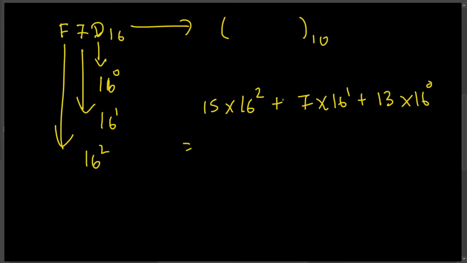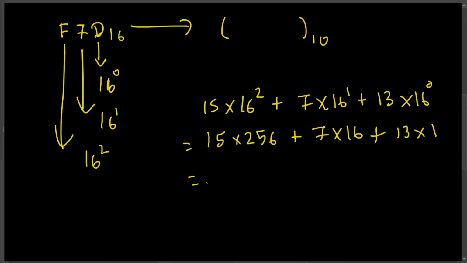So here 16 square is 256, so 15 times 256, and then 16 power 1 is 16, so 7 times 16, and then 16 power 0 is 1, so this is going to be 13 times 1, and if you multiply and calculate this one, you're going to get 3965 base 10, and that's our final answer for this one.